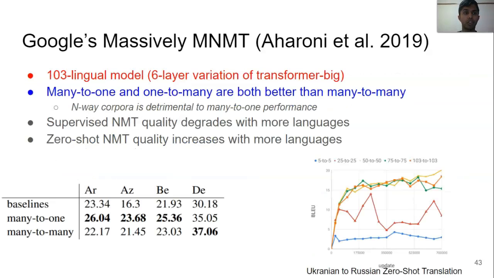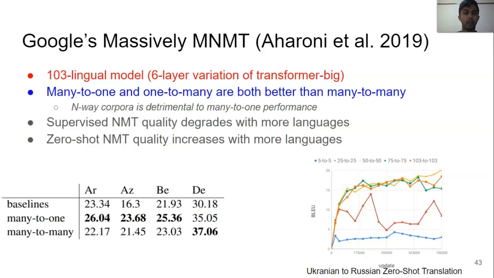Next, they pushed this particular model to its limit by incorporating 103 languages with a 6-layer variation of the transformer base. In other words, more attention heads and bigger hidden sizes and feed-forward layer sizes. They saw that many-to-one and one-to-many models are both better than many-to-many in this particular case, because the many-to-many model is overburdened with the sheer number of language directions.